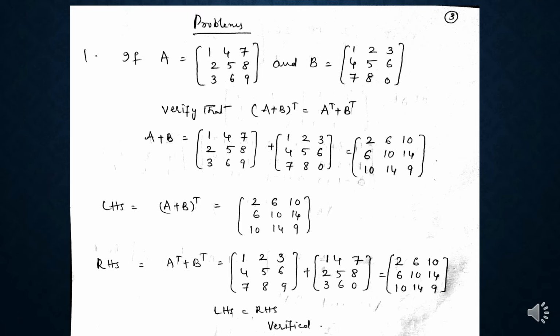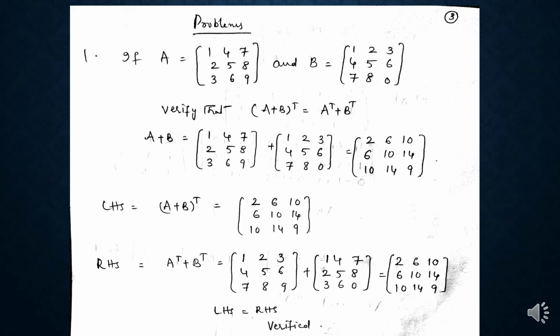What is A transpose? The first column 1, 2, 3 can be written as the first row 1, 2, 3, the second column 4, 5, 6 can be written as the second row, and the third column 7, 8, 9 can be written as the third row, plus B transpose: 1, 4, 7 first row, 2, 5, 8 second row, 3, 6, 0 third row.